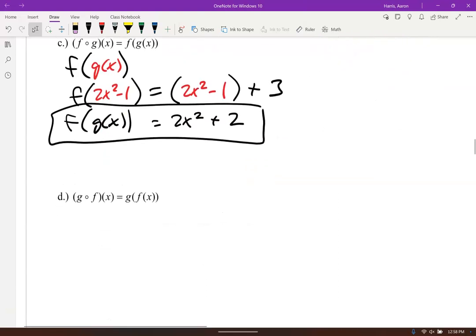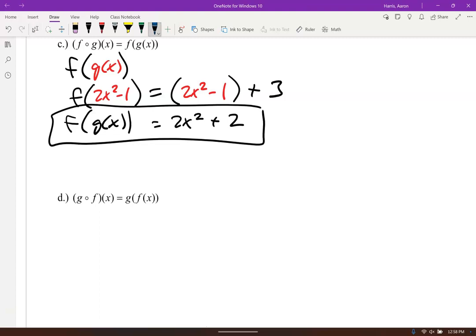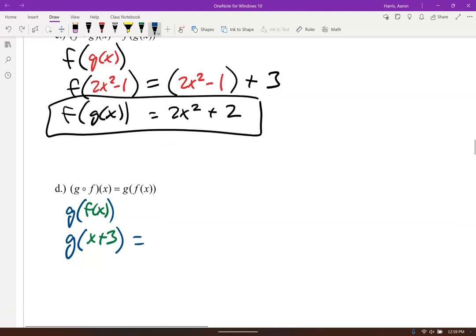All right, let's do g of f of x. I say, well, f of x is x plus 3. And now I'm using g. Well, g is 2x squared minus 1, if you remember g. But f is going in, so that x plus 3 has got to go in. So I got 2 times x plus 3 quantity squared.